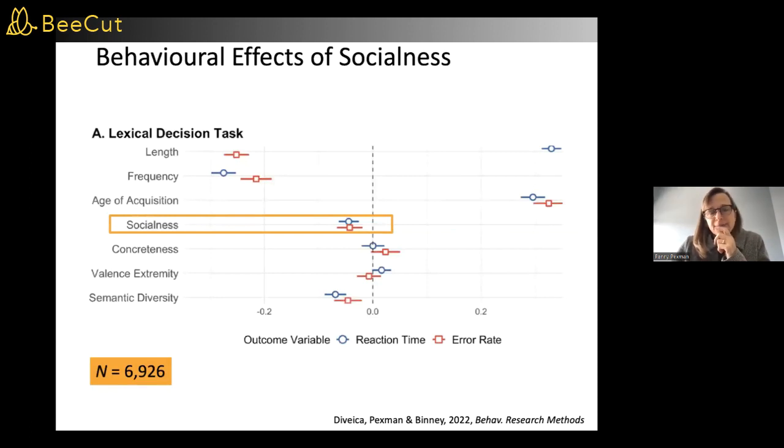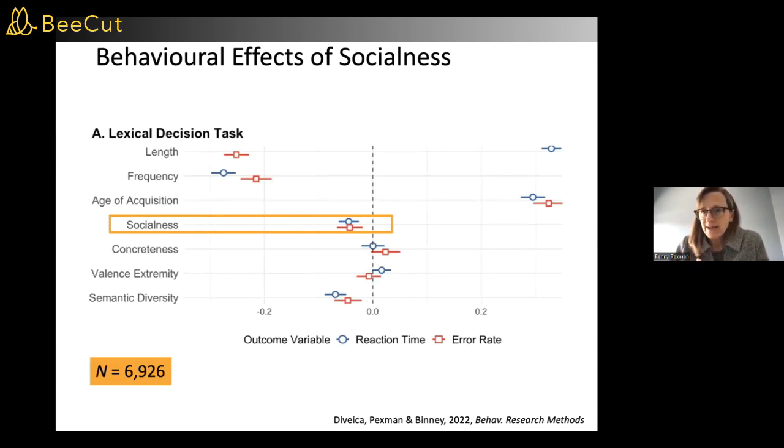So we have looked at behavioral effects of socialness now in several different tasks. Some of this is just being written up, but this was a first attempt in a previous paper where we just looked at lexical decision, which is a simple word, non-word distinction. And we put lots of other things in the model in explaining lexical decision behavior, things like length and frequency that are usually the biggest drivers of lexical decision behavior.